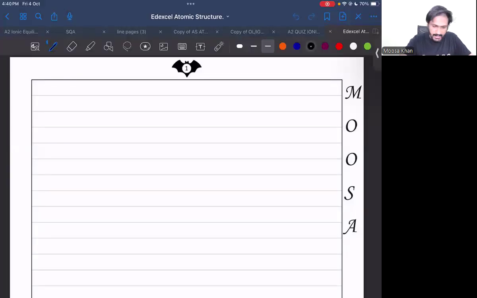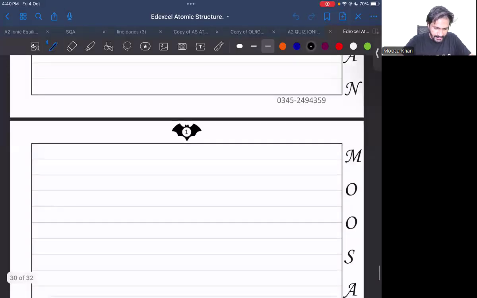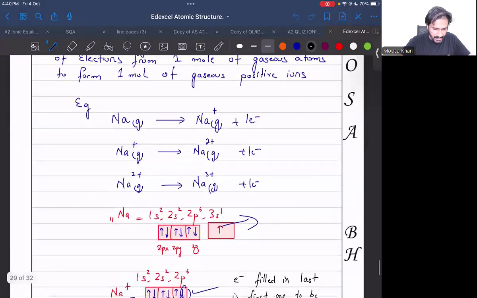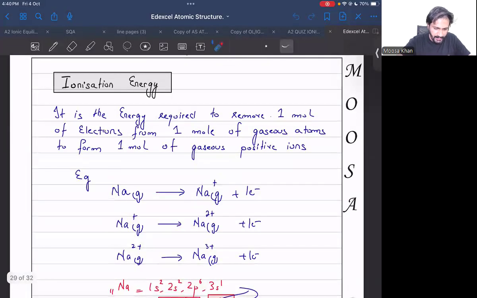Okay, let's begin with today's lecture. We discussed ionization energies. What are ionization energies? It is the energy required to remove 1 mole of electrons from 1 mole of gaseous atoms to produce 1 mole of gaseous positive ions.